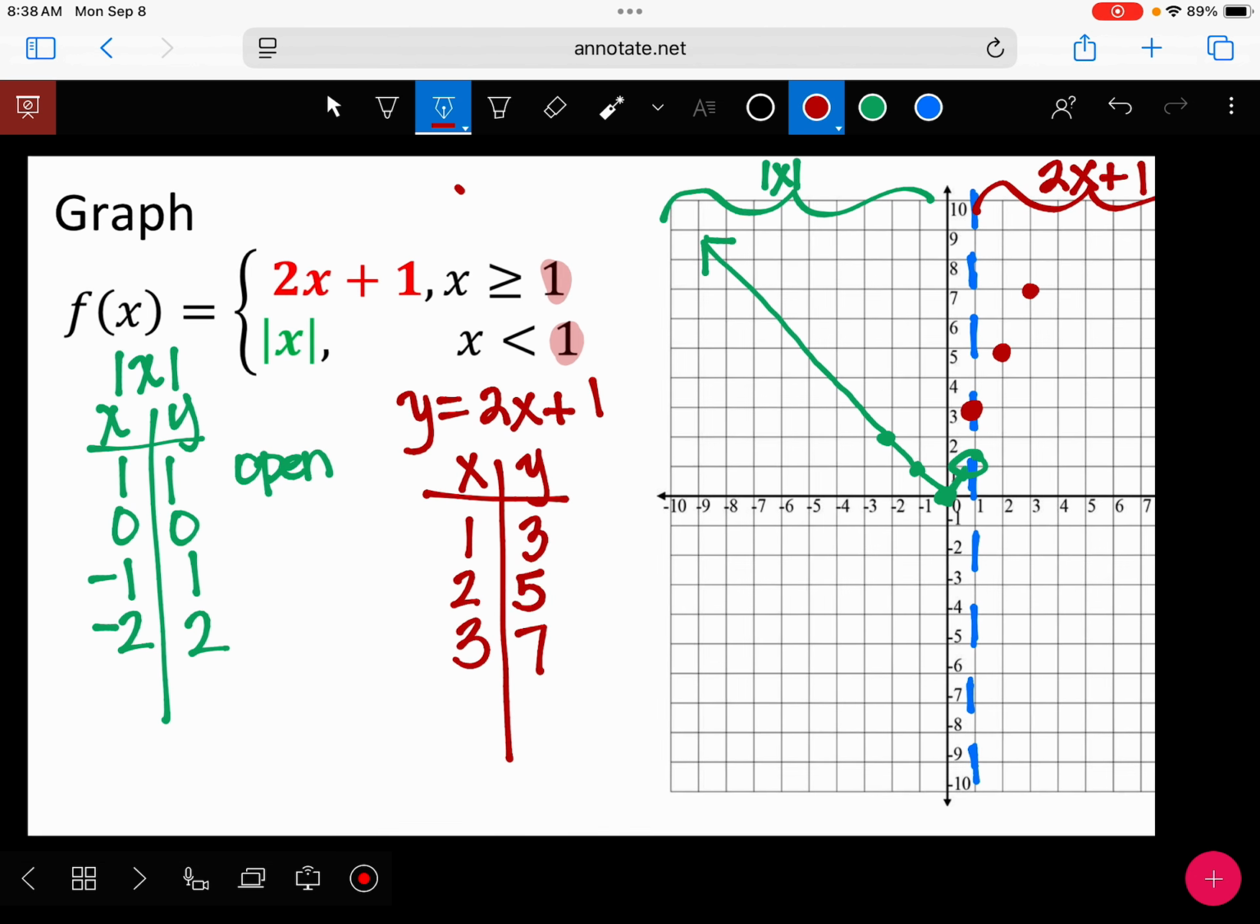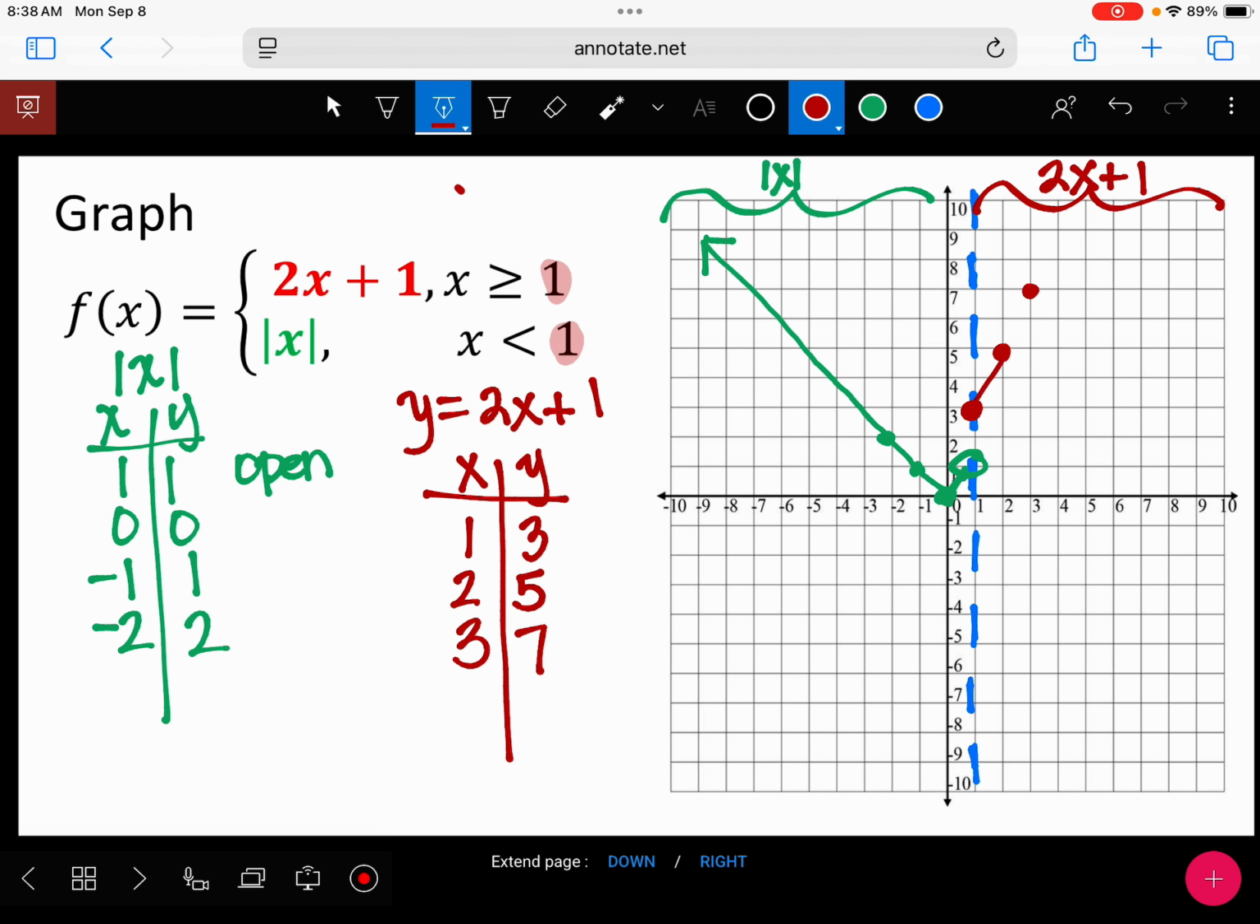And again, this one is only going to the right. And that would be my piecewise. It's 2 different functions on the same graph. They don't get along. They don't cross each other. And that's it. Did you have a question?